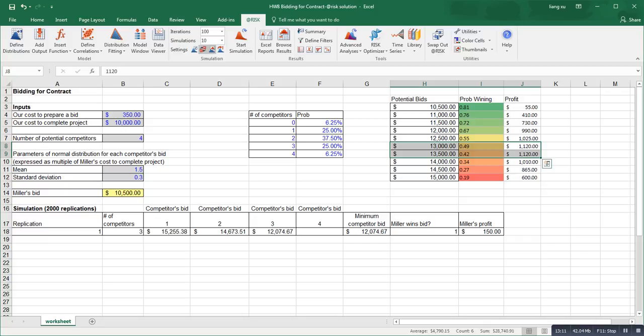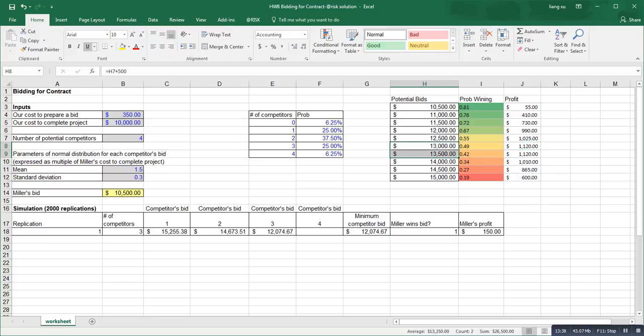Notice that the winning probability will always decrease when you increase your bidding amount, because if you place a higher bid, then you would have a lower chance of being lower than your competitors' bids, so you would decrease your chance of getting this project. But for the purpose of this problem, we're going to say these are the two optimal bids you could take to maximize your expected profit.